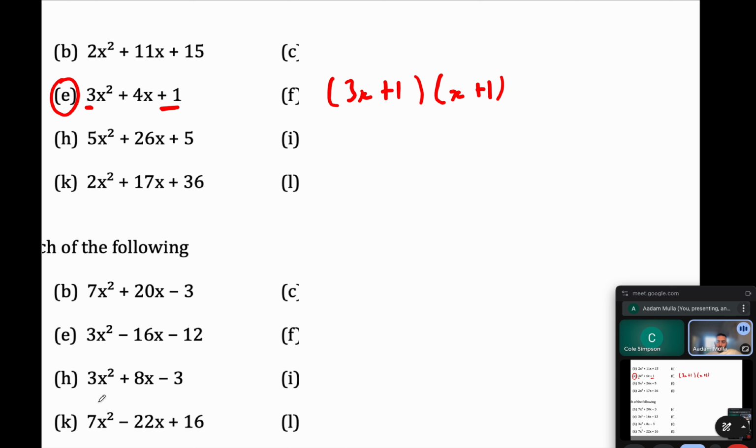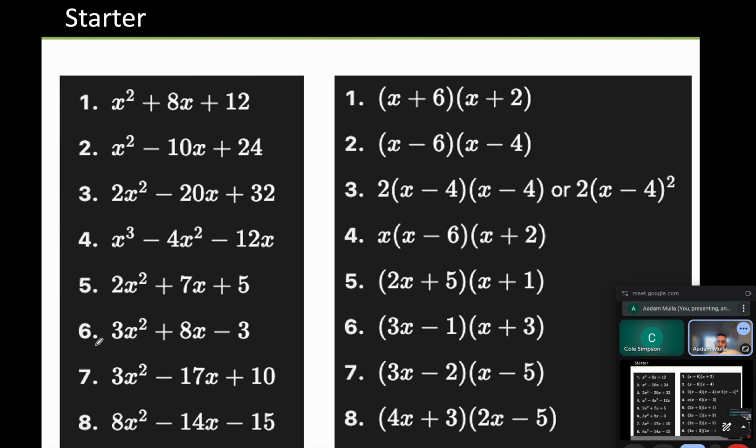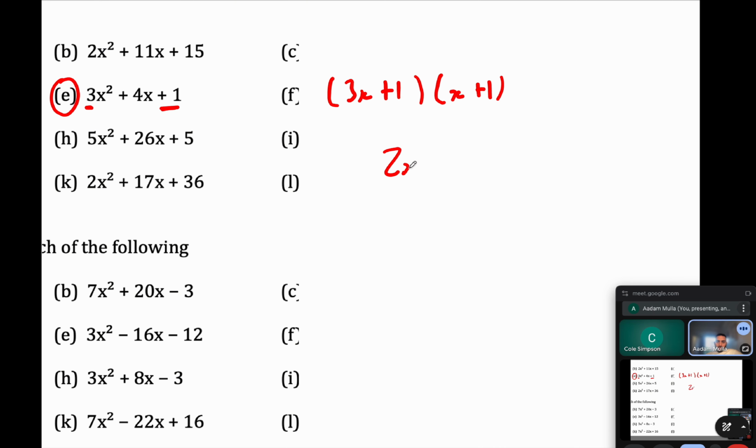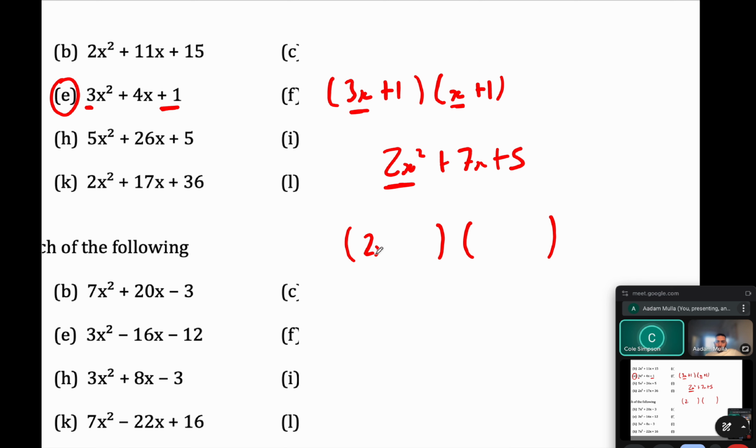Could do the same thing with, let's see if I got another one. 2x squared plus 7x plus 5. So because it's a 2x squared, what will these first terms be? 2x and x. Yeah. And then we want 5, so you don't have to tell me the order that they're in, but what would go on the ends here?